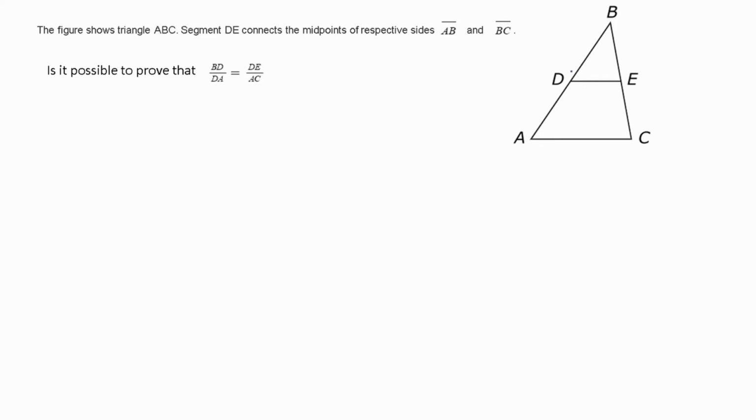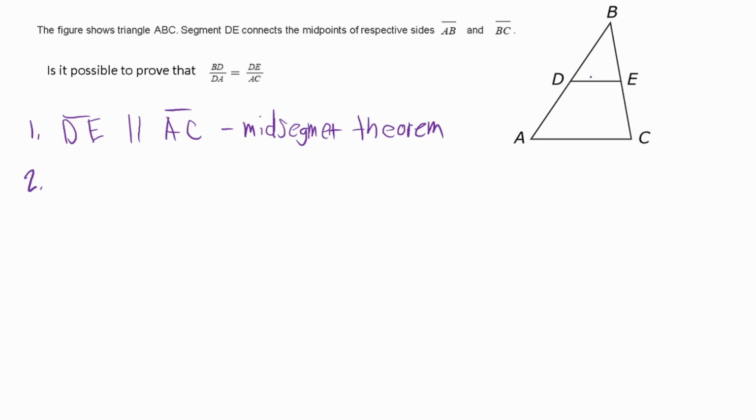So one thing that we can do here is say, hey, we know that, first step, DE is parallel to AC. That's one thing we know, and that's our mid-segment theorem. That's step 1, mid-segment theorem. Boom. So that means these are parallel.